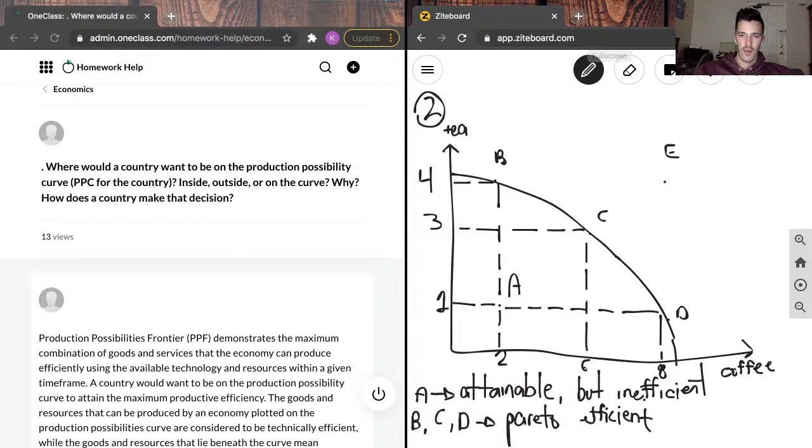Lastly, we have point E, which is a point outside the curve, and this is preferable. We would rather be at point E than any of point A, B, C, and D. So it is preferable, but it's unattainable.